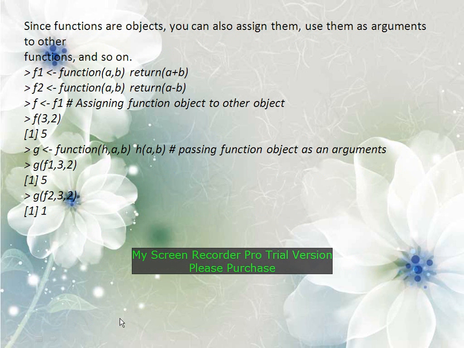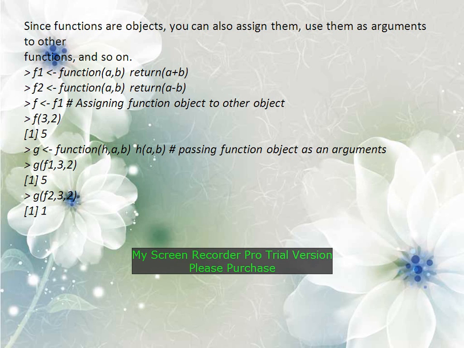Next, since functions are objects, you can also assign them, use them as arguments to other functions and so on. Here you can see F1 is a function defined to return the sum of A and B, and F2 is a function defined to return the difference of A and B. Here I am assigning the F1 function to F, and F is called with two values 3, 2. So the result is 5.